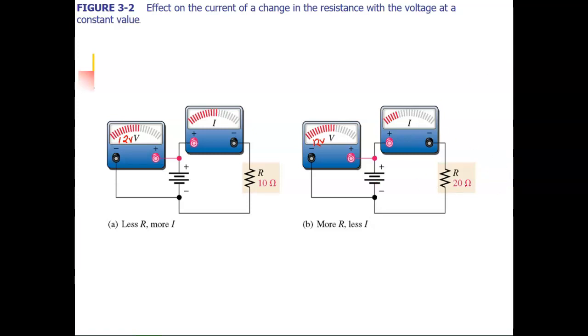And then it would happen vice versa. If I went from a 20 ohm resistor to a 10 ohm resistor, my current will increase, all because my voltage did not. Does that make sense to everybody? Yes, ma'am.